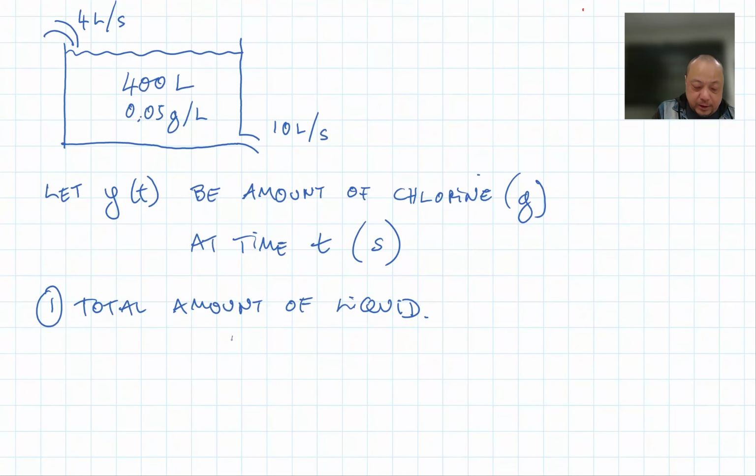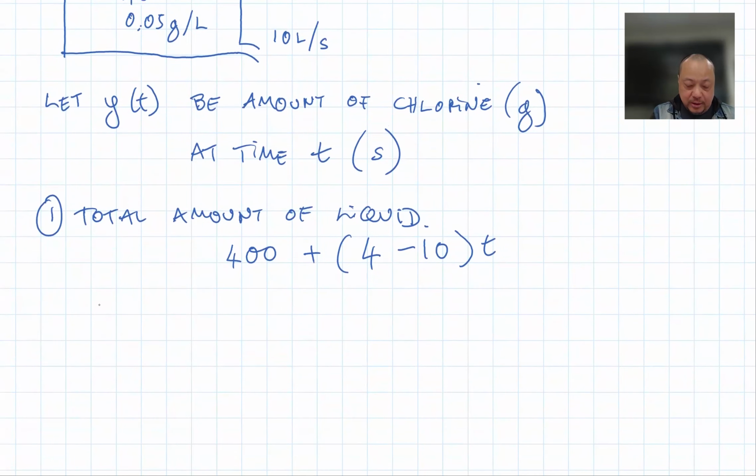Well, the total amount of liquid started with 400 liters. And then 4 come in and 10 comes out. So for any given time, we gain 4 and lose 10 for a net of -6. So the amount of liquid in the tank at time t is 400 minus 6t.